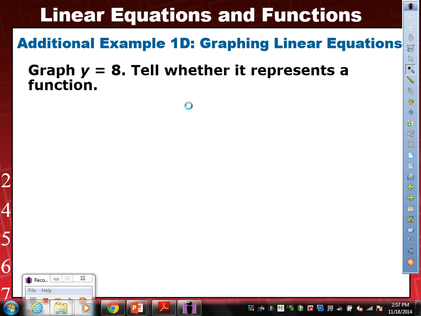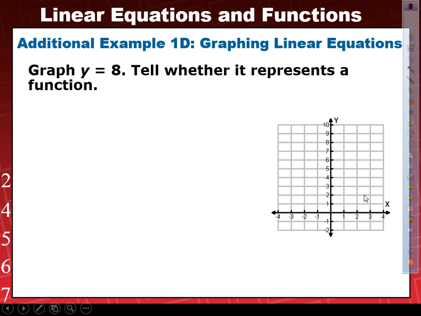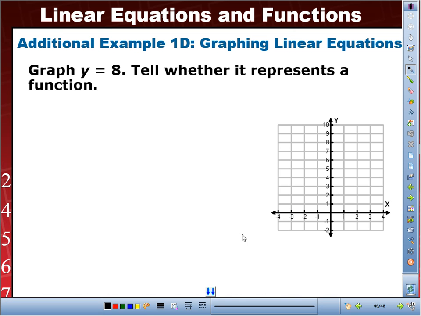Example 1D, y equals 8. So think about it. Look up, please. If x equals -2, I plotted -2 and the line went through that. This is y equals 8. Y equals 8 is right there. What would that look like? Here it goes. Does that make sense? Yeah.